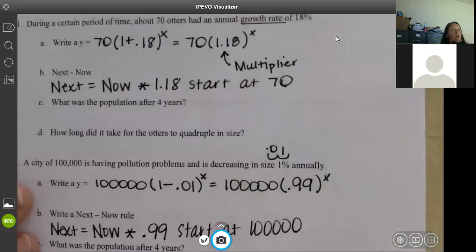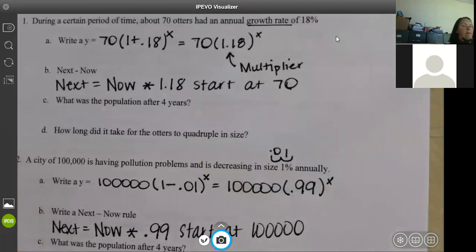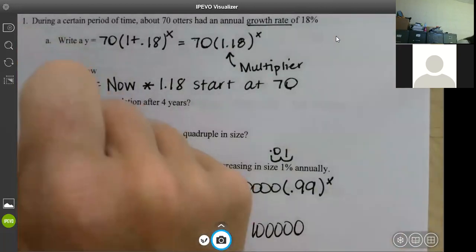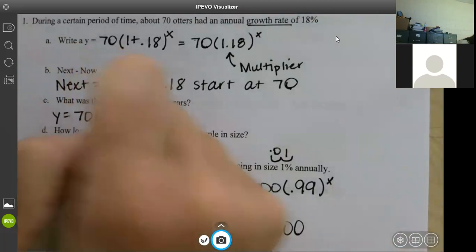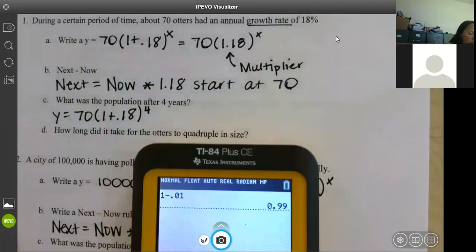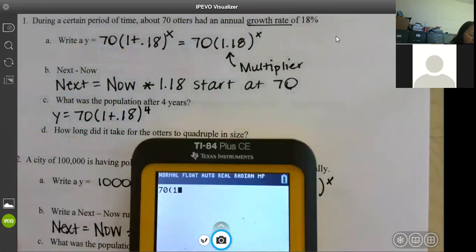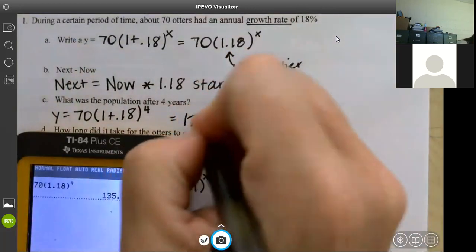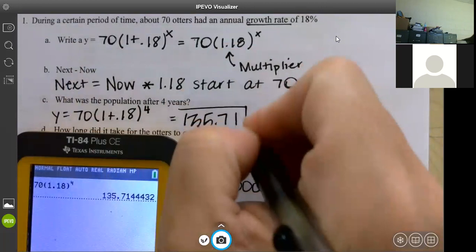If we go back up to the other part, C, it says what was the population after 4 years? That's what we've done this whole time. So we write our formula. But now our year number is 4, or our time is 4. So 70 times 1.18 to the 4. And what did I get?